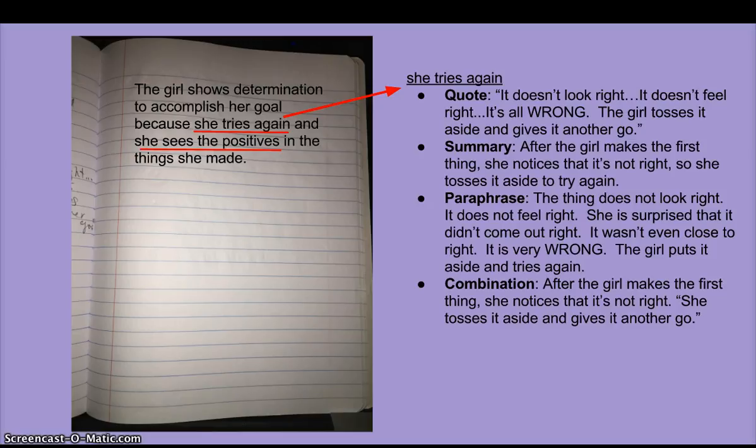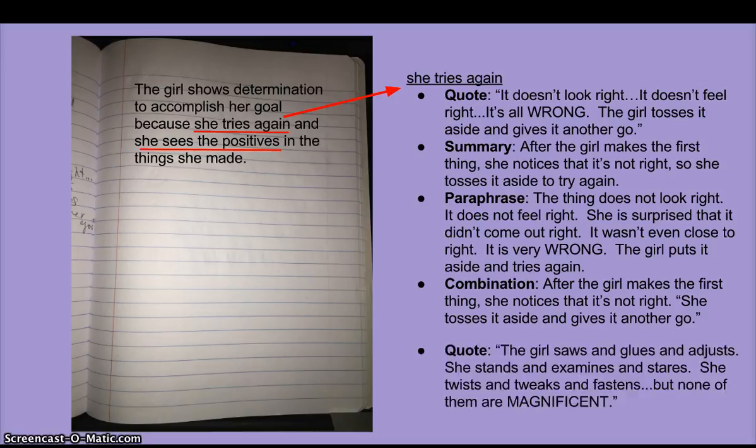Wait a minute. There's a part of the story I could use to prove I know what I'm talking about, this one again. Oh my goodness, she tries again on another part? Oh look, here's the quote. It says the girl saws and glues and adjusts. She stands and examines and stares. She twists and tweaks and fastens, but none of them are magnificent.